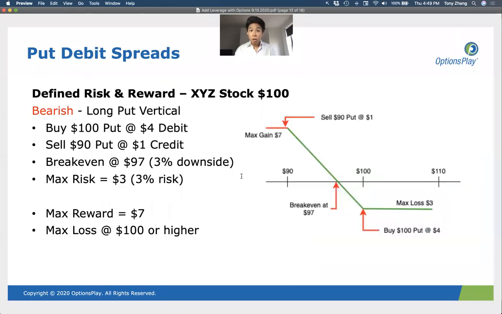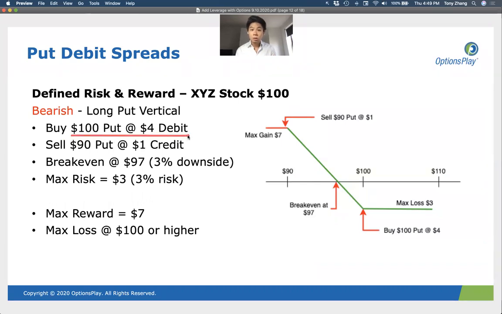Perfect. Okay, so now let's look at put vertical debit spreads, which is the exact same thing as before. If you understood what we talked about on call spreads, put spreads should make equal sense to you. What we're doing here is, stock XYZ, I think it's going to go lower. So what I do is I buy a $100 put option.